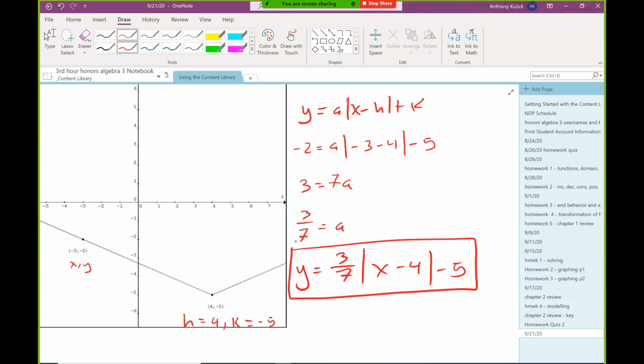Because we took the absolute value, right? So -3 minus 4 is -7, but then the absolute value of -7 is +7, which should jive with what you see in the graph, right? If you look at the graph, it's not upside down, so it hasn't been reflected across the x-axis, so I know that the a value should be positive. Are you good with that?